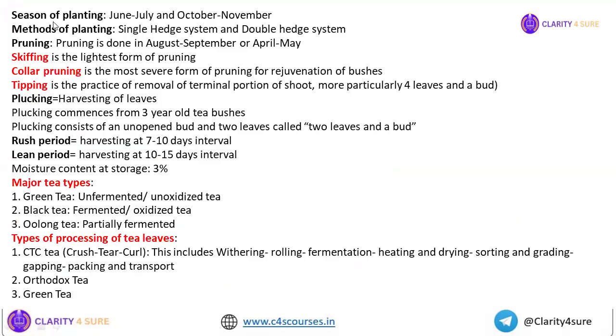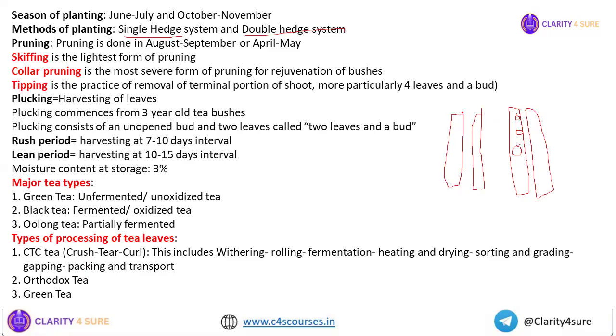Here you see methods of planting. In case of tea, the methods of planting are the single hedge system and the double hedge system. Single hedge means the tea bushes will be there only in one row. In the double hedge system, there will be two rows together, and then again another two rows. The spacing between the double hedges is more than the spacing between the two rows of plants within a hedge.